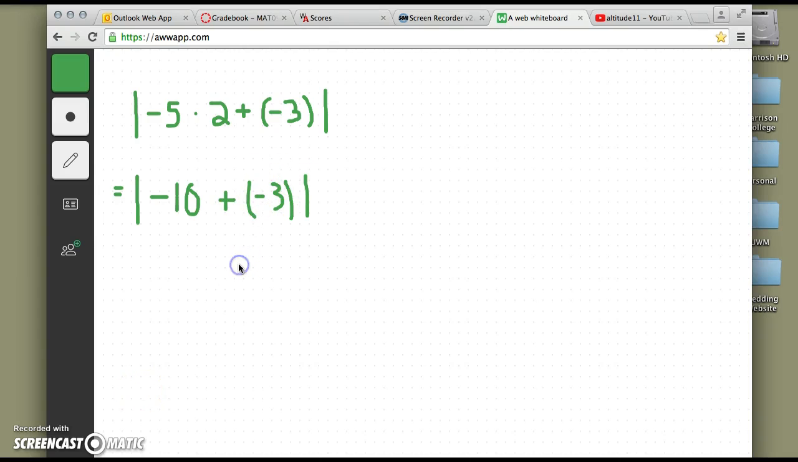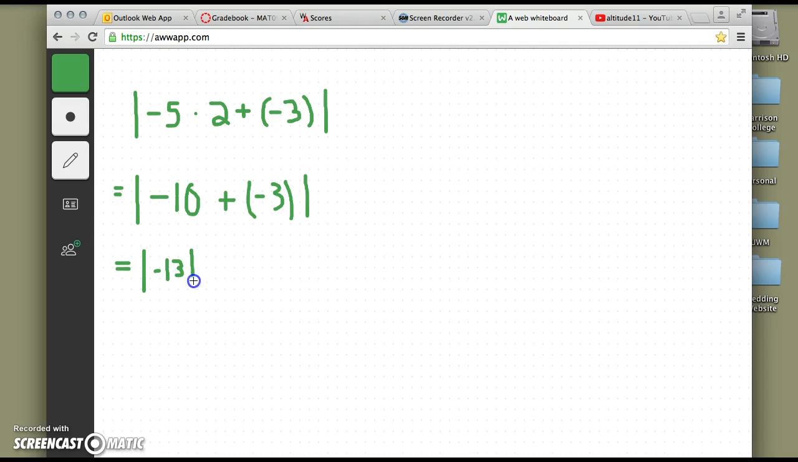So we are still working here inside of this absolute value. We just cleared out all multiplication and division. So the next thing that we are looking at is addition and subtraction. So we have -10 plus a -3. Remember, we're still working inside of our absolute value here. -10 plus a -3, that would be a -13.